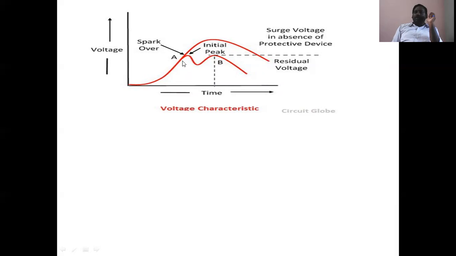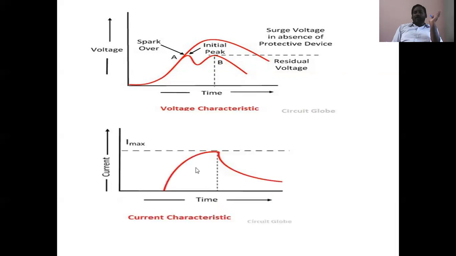But when a protective device is used, what happens? It can be decreased like this. If such a diverter is not used, within this time period, this is the magnitude. If such a diverter is used, that magnitude is like this. That means the steepness or magnitudes of such voltages and currents are reduced by using lightning arresters, hence protected.